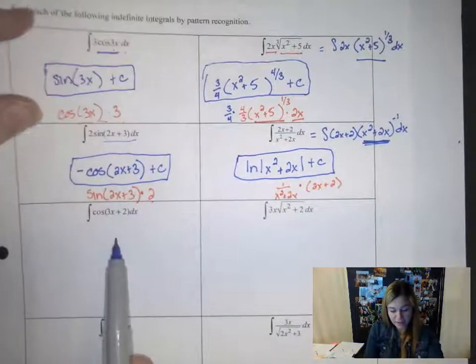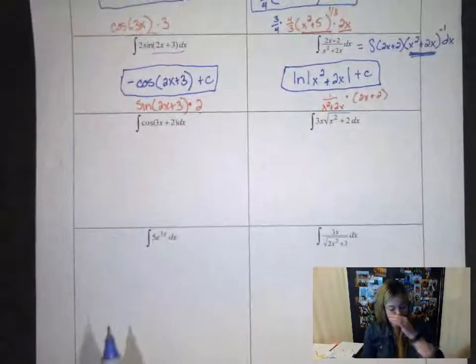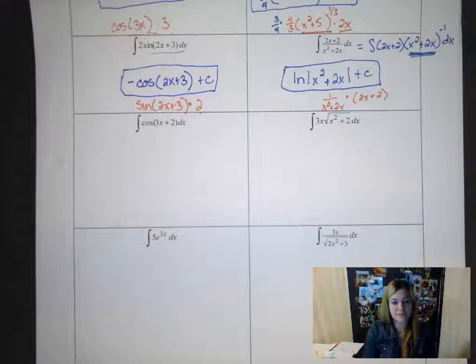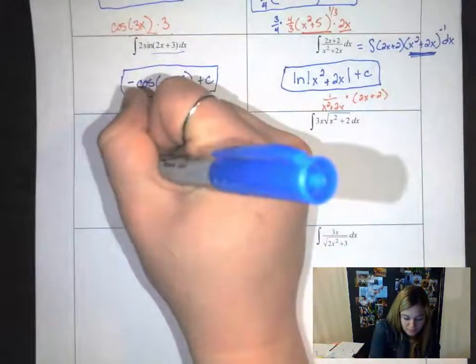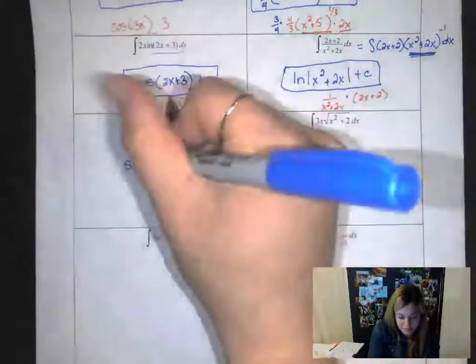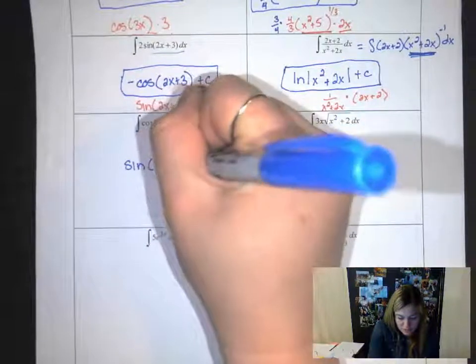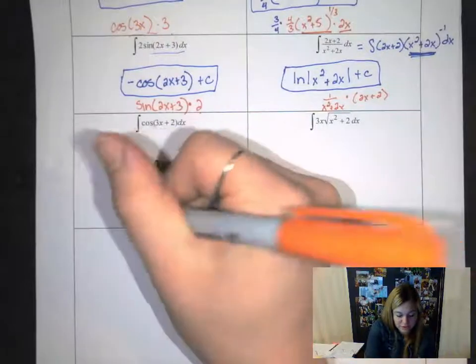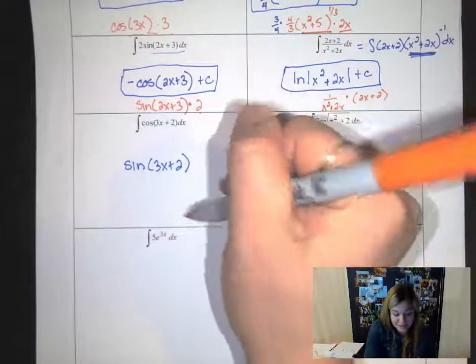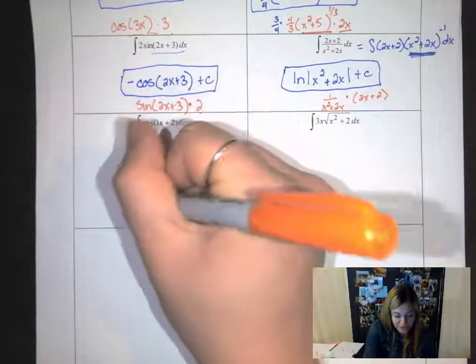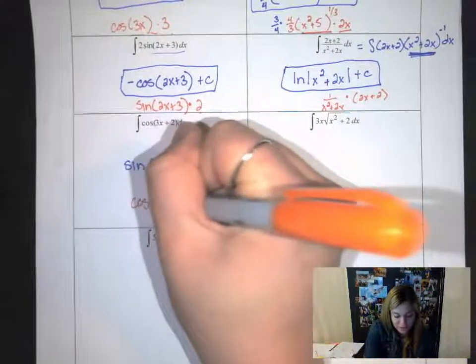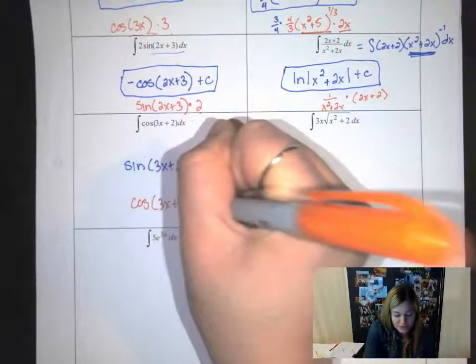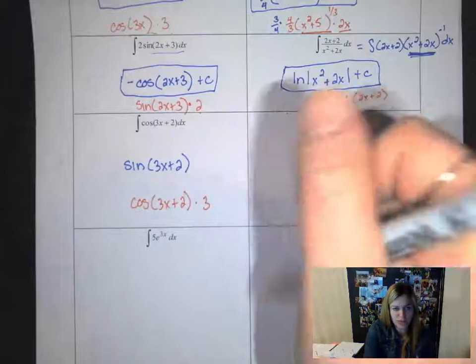Okay, try this one. What's the antiderivative of cosine? Sine. Leave the inside alone. And now we're going to try taking the derivative. So this was my guess. This is my check. I check to make sure my derivative matches. I've got cosine of 3x plus 2 times the derivative of the inside, because wow, chain rule.